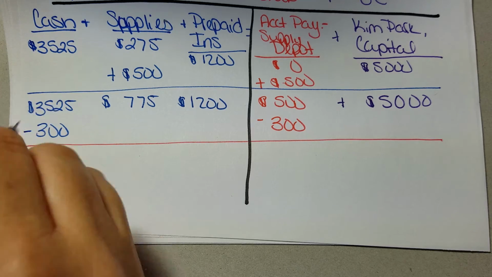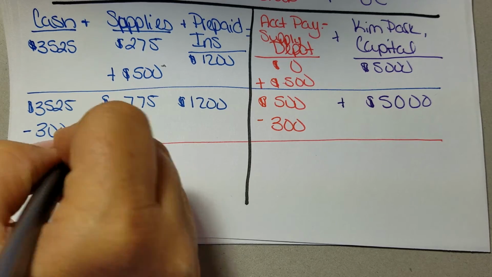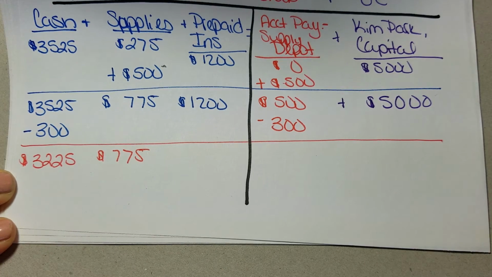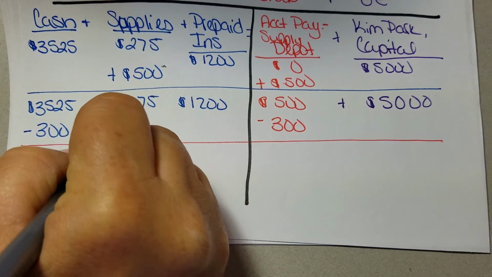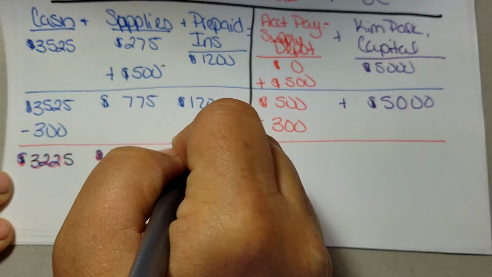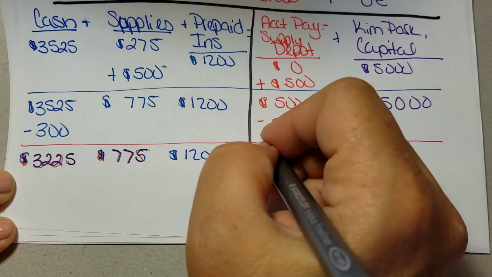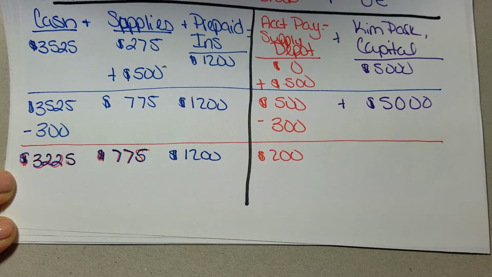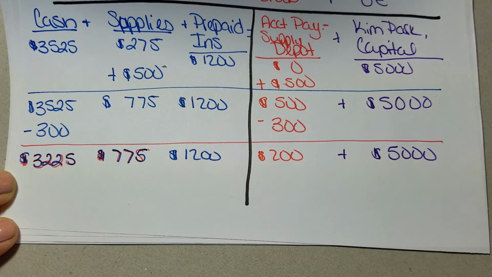So we'll draw our line across here. And once we do our math, we'll see that now we only have $3,225 in cash. We still have $775 worth of supplies. Oops, I should have been doing those in blue. Our prepaid insurance is still $1,200. Now I'll use the red. Our liabilities, 500 minus 300 is 200. And our capital did not change, so it is still $5,000. Okay.